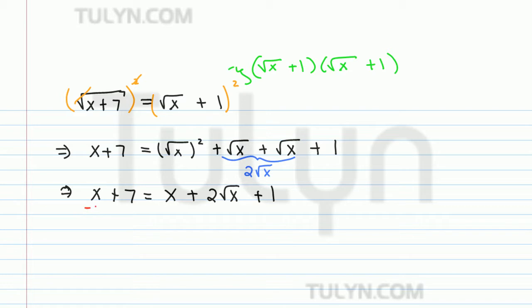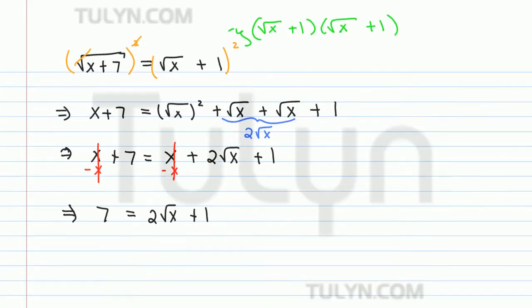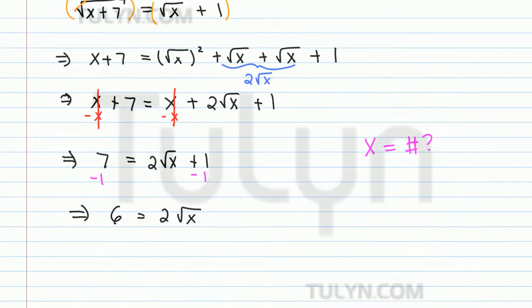We have an x on both sides, so if we subtract an x from both sides, these terms just completely cancel out. So what we're left with is 7 is equal to 2 times square root of x plus 1. Now we want to solve for x, so we want x to be equal to some sort of number. So the next step would be to move all the constant terms to one side. If we subtract both sides by 1, then our new equation becomes 6 is equal to 2 times the square root of x.